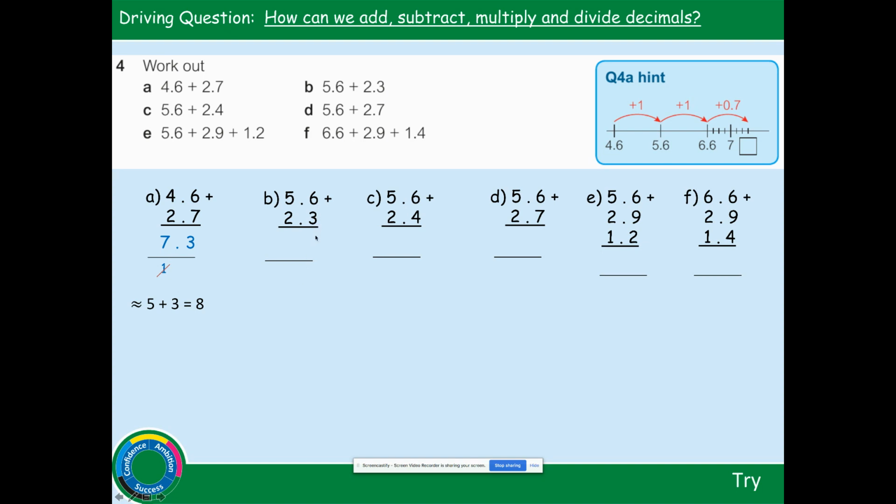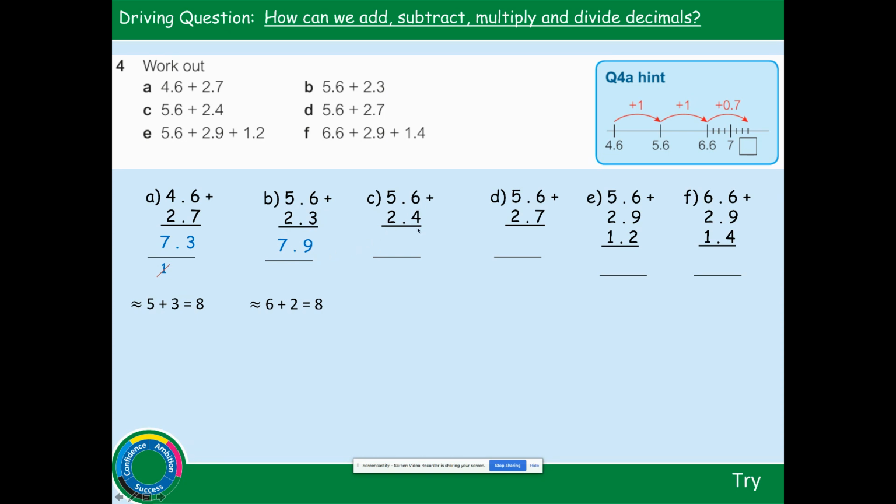6 add 3 is 9, line up the decimal point, and 5 add 2 is 7. I am slightly out, but okay. Let's look at the approximate answer. 5.6 is approximately 6. 2.3 is approximately 2. 6 add 2 is 8. 8 is fairly close to 7.9.